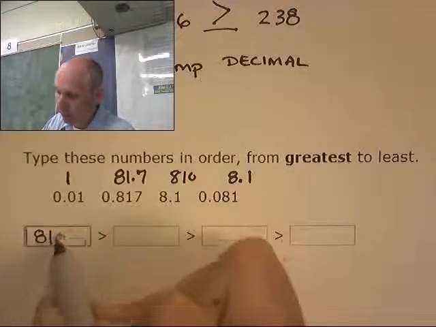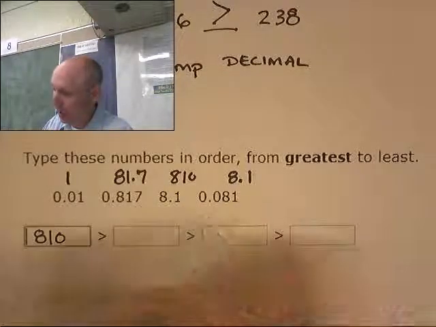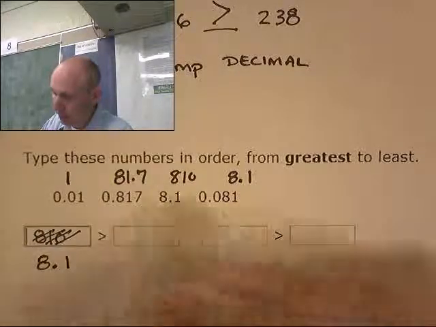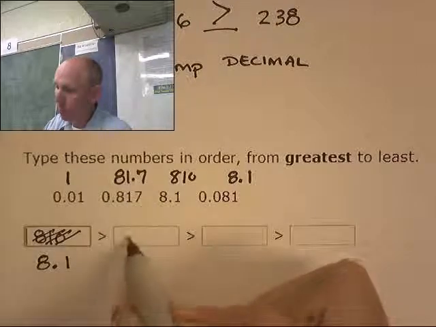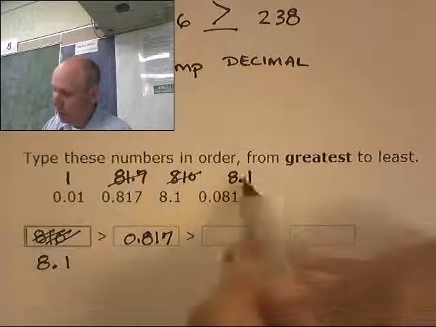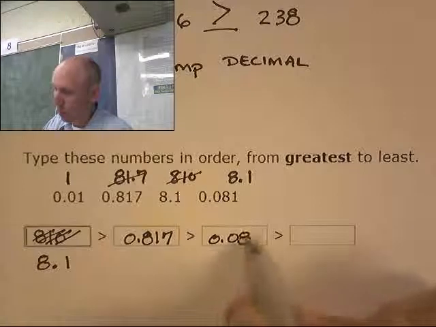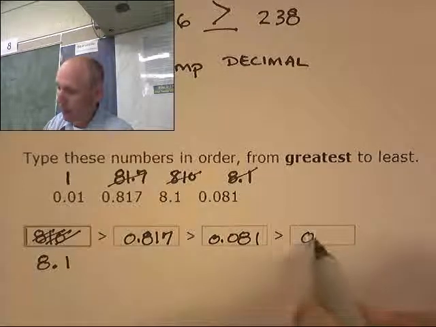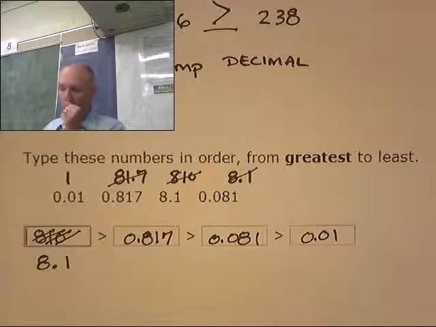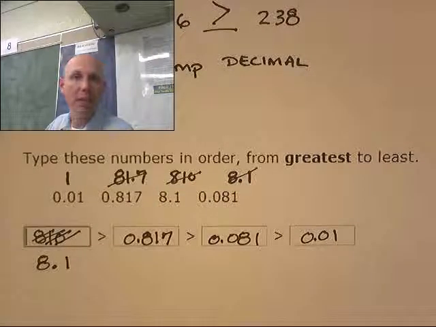810. Our next one would be 81. Well, it's not 810 though, is it? It's 8.1, excuse me. Our next one is 81.7, which was really 0.817. So that one's done. This one right here, 0.081. So I ordered them up here, and then I had to bring the decimal back in.